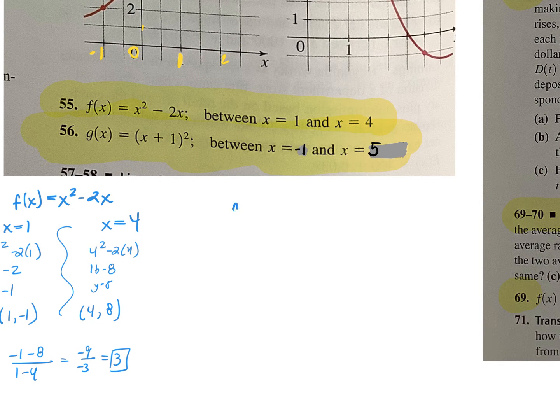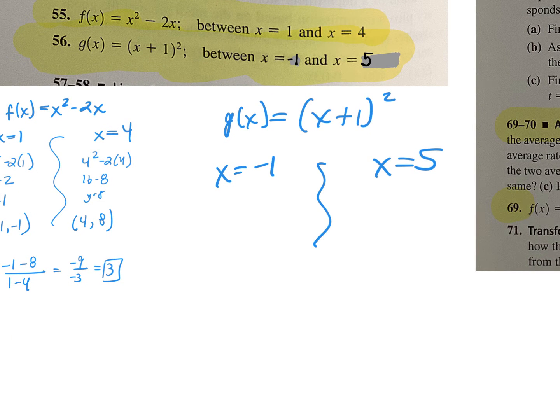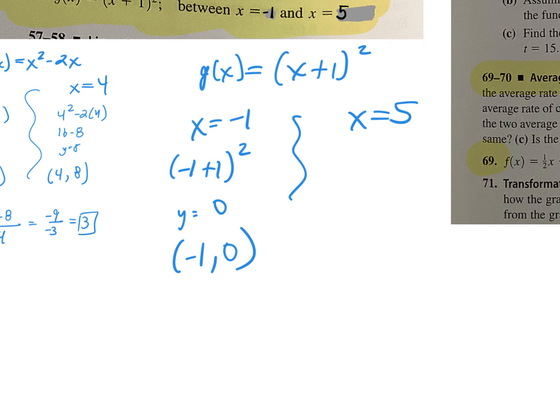All right, same situation. They gave me a function. This time they said g of x equals x plus 1 quantity squared. And then they gave me the intervals to look at between where x equals negative 1 and x equals positive 5, correct? Yes. So let's plug in. I have negative 1 plus 1 squared. What's negative 1 plus 1? 0. So when I plug in negative 1 for x, I get out 0 for y. Agreed? Yes.